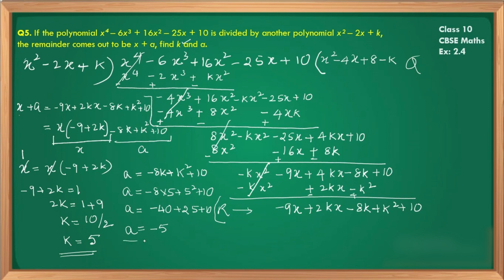So we could find out the value of both k and a. K is 5, a is minus 5. So the answering of question 5 is over. We move on to the next video.